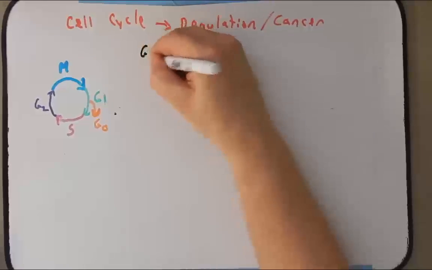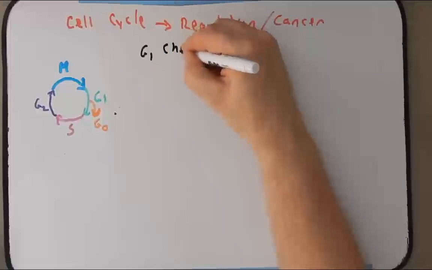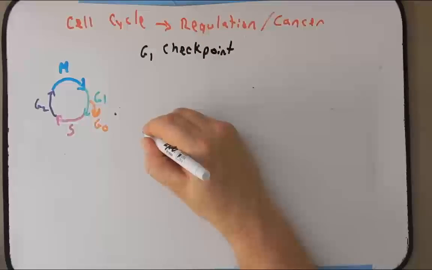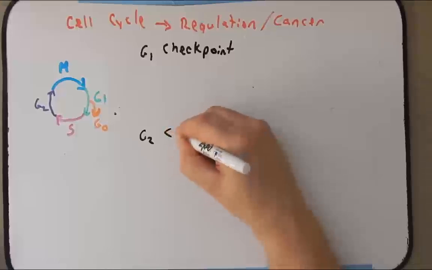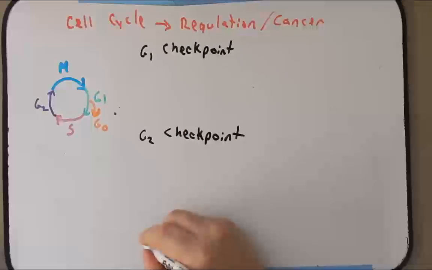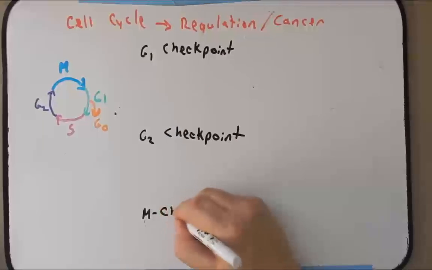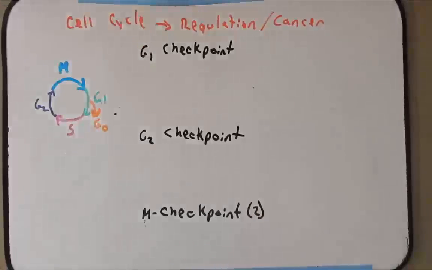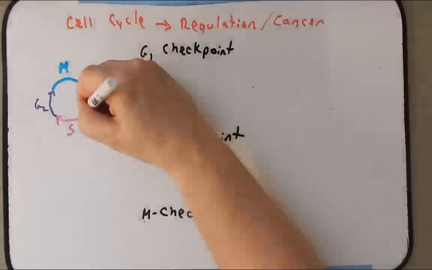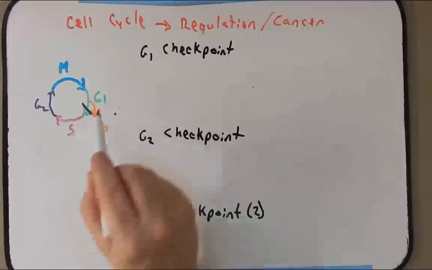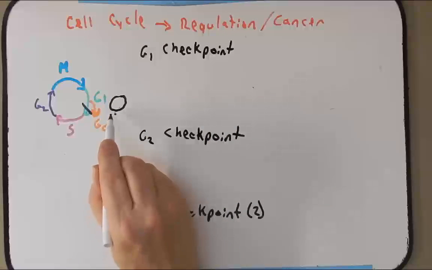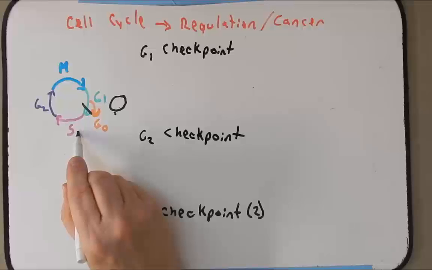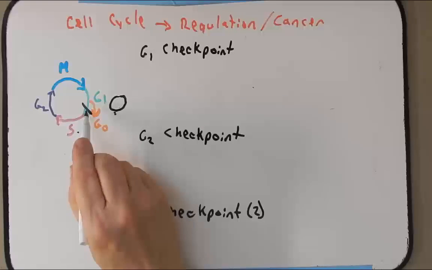Okay, we have the G1 checkpoint. We have the G2 checkpoint. And we have the M checkpoint, which really has two components to it. The G1 checkpoint exists right here. And so the cell, when it's in G1, cannot go to S phase until it's past this checkpoint.